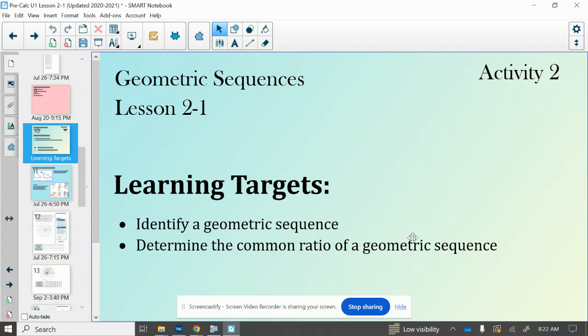Hi everyone, and welcome to lesson 2.1. Today we are going to shift our focus from arithmetic sequences to geometric sequences.